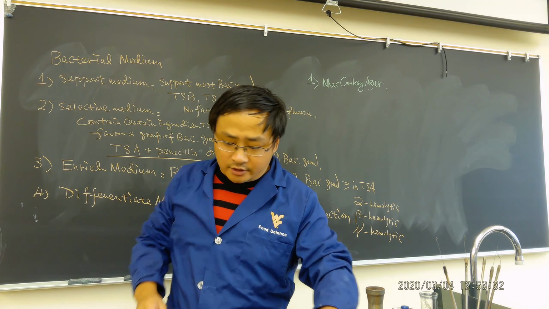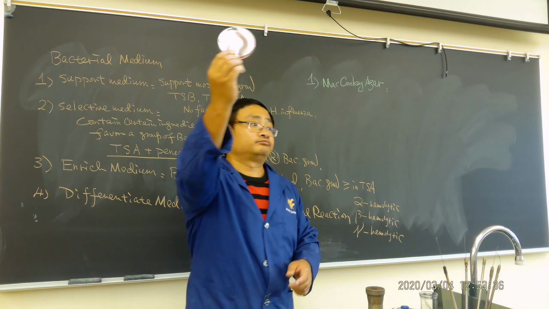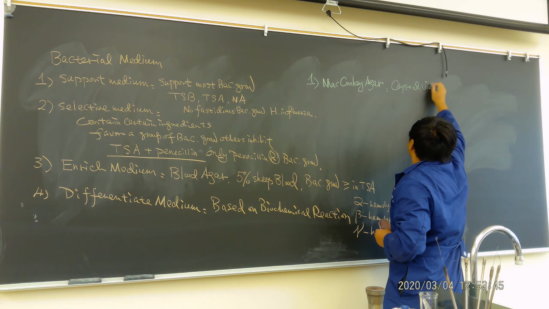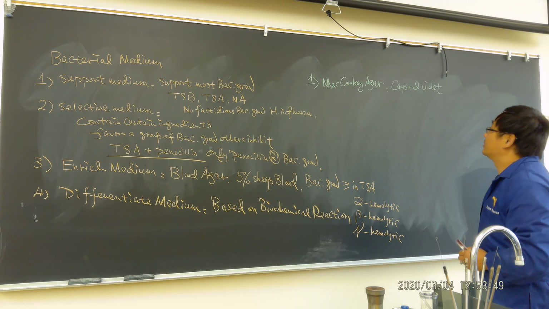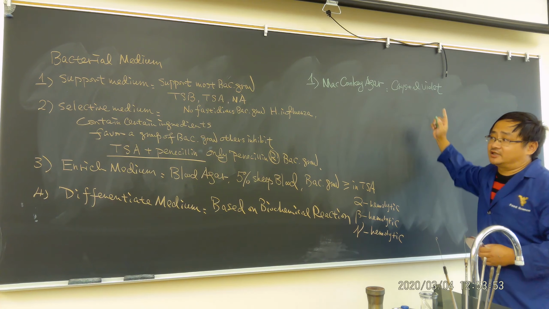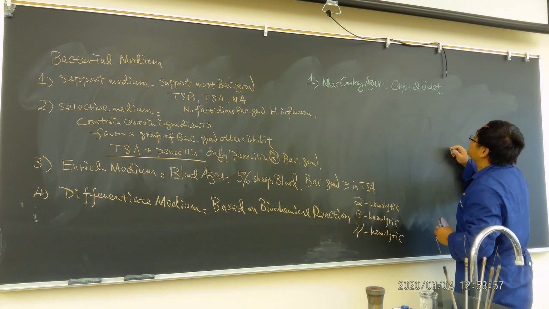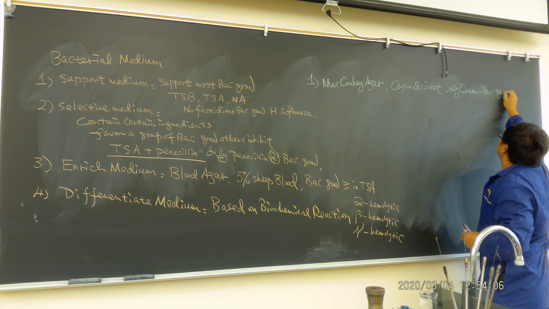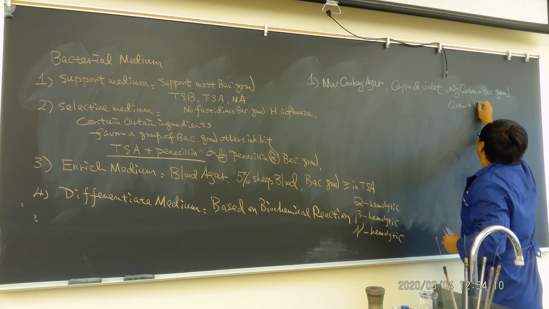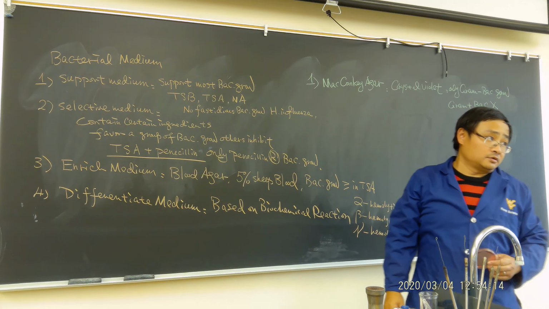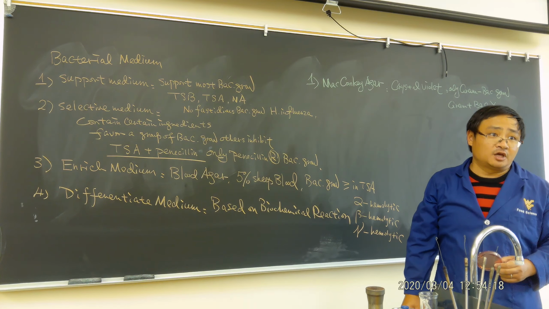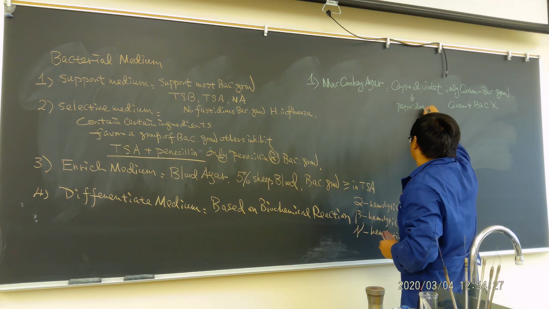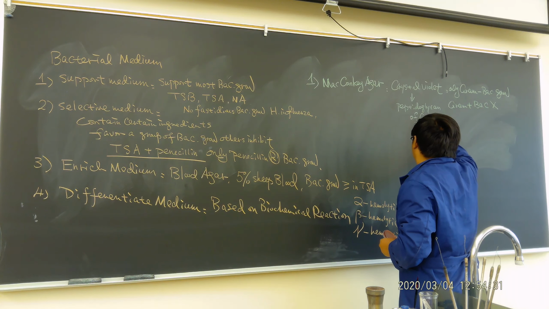So everybody, when you look at the MacConkey agar, it looks purple. Why? It's a purple color because it contains crystal violet. This is a dye used for Gram stain, if you still remember. That's why it is a purple color. But the crystal violet is a selective ingredient. Because of the crystal violet, only gram-negative bacteria grow, and the gram-positive bacteria will die. Why? Very simple, crystal violet attacks the peptidoglycan of gram-positive bacteria.